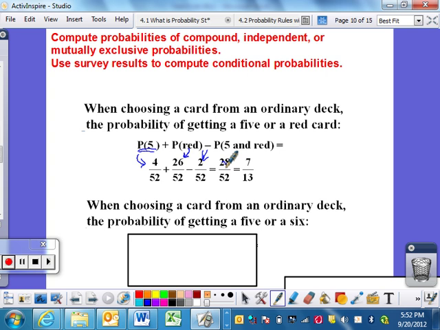How about when choosing a card from a deck, what's the probability of getting a 5 or a 6?